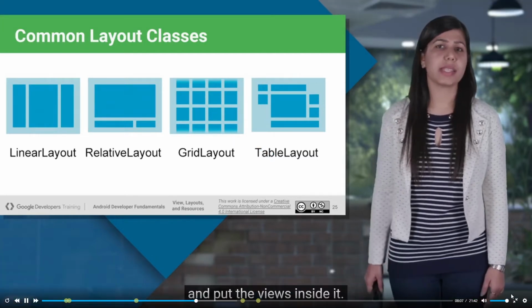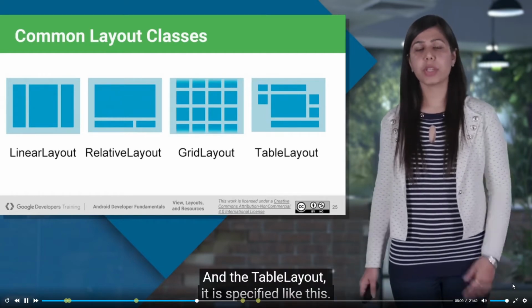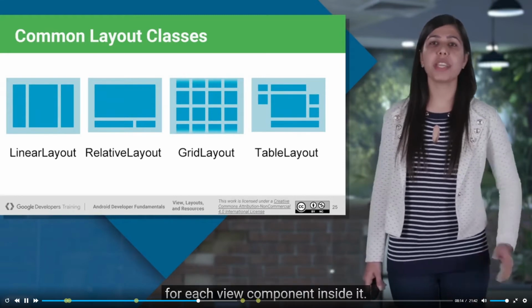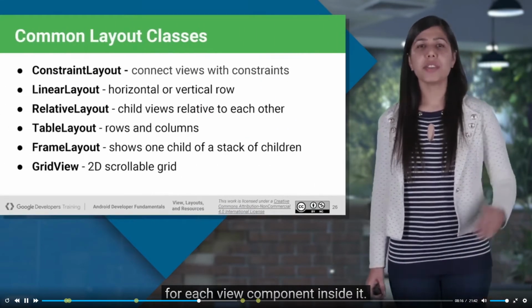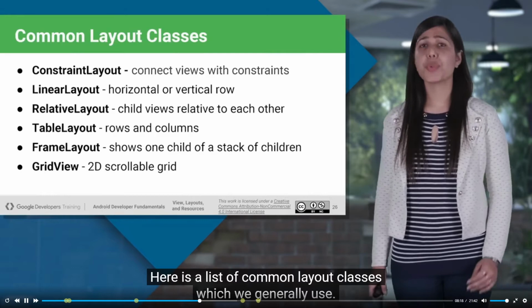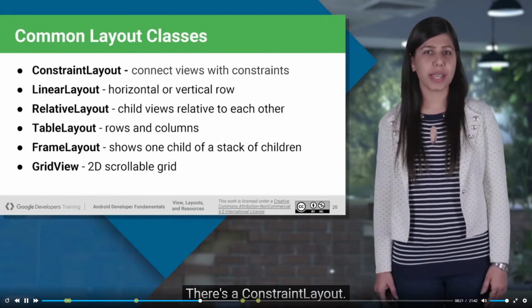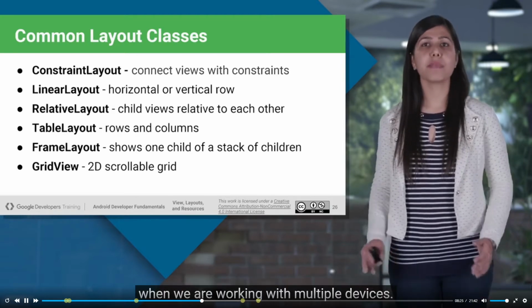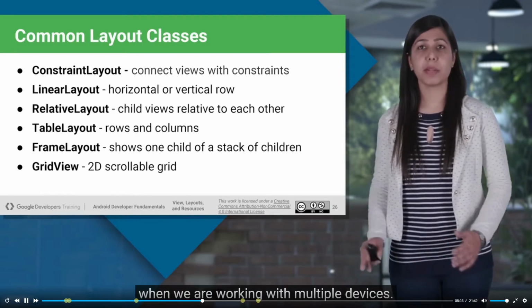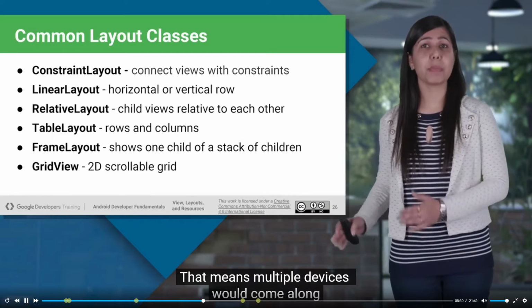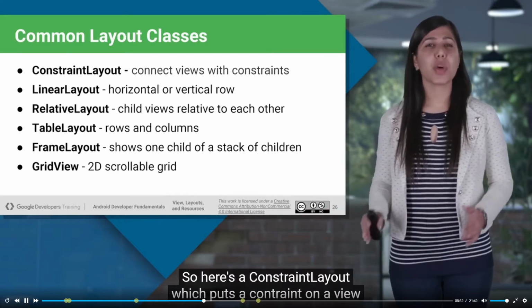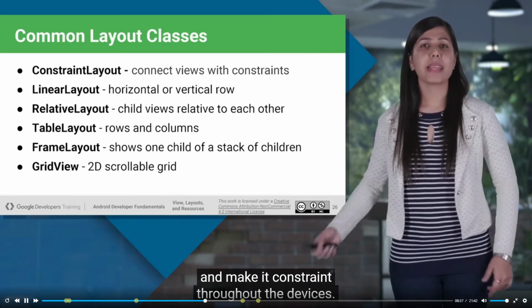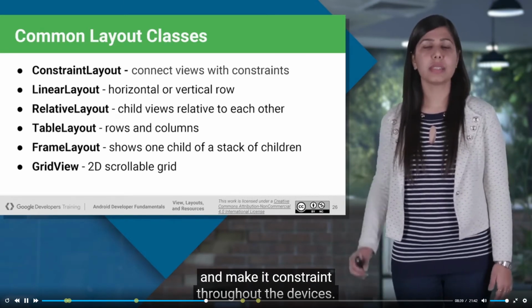And put the views inside it. And the table layout, it is specified like this. We can have rows and columns specified for each view component inside it. Here is a list of common layout classes which we generally use. There's a constraint layout. We put a specific constraint and that will remain fixed when we are working with multiple devices. That means multiple devices will come along with multiple screen sizes. So here is a constraint layout which puts a constraint on a view and keeps it constrained throughout the devices.